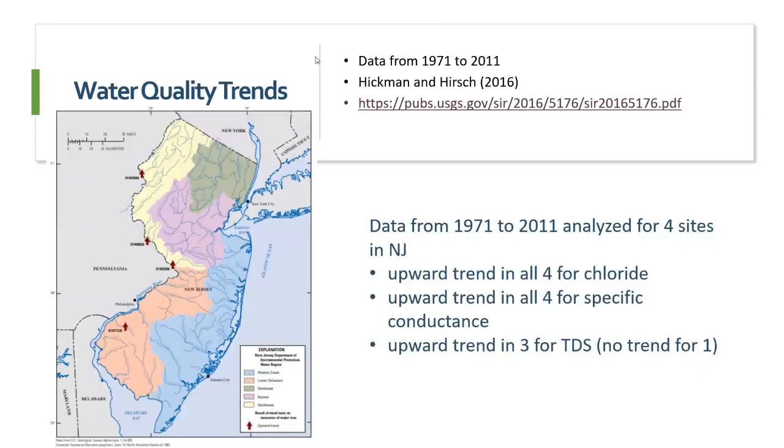In this study, done in 2016, it looked at 4 decades of water quality data between 1971 and 2011. All 4 sites showed upward trends for both chloride and specific conductance, and 3 of the 4 also showed increasing trends for TDS, and only 1 site showed no trend for TDS.